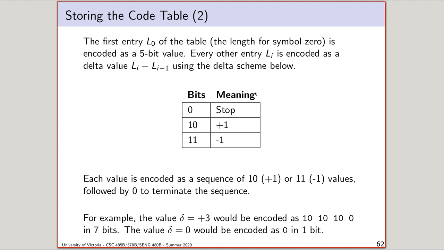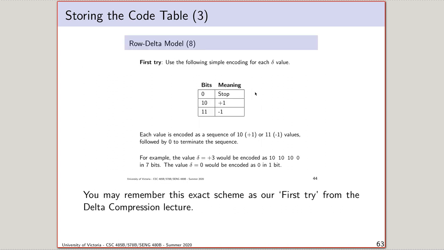And I call this a basic delta compression scheme because it is literally our very first attempt from the delta compression lecture. We had this lecture where we spent an hour and a half talking about delta schemes, and something like half an hour in, we came up with a first try that was this very basic scheme. By the end of the lecture, we had come up with a much more advanced scheme that was way more robust, that also saved a whole ton of bits.